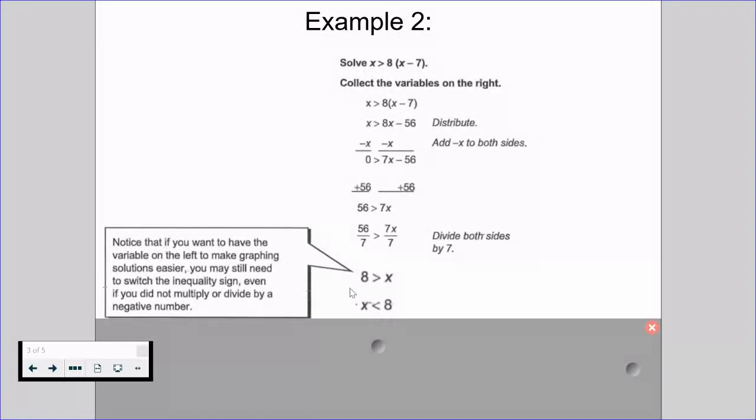And x is less than 8 is going to be your final answer. It's not 8 is greater than x, pardon me. It's x is less than 8. We want to have that variable on the left because it's going to make it easier for us to graph it as well.